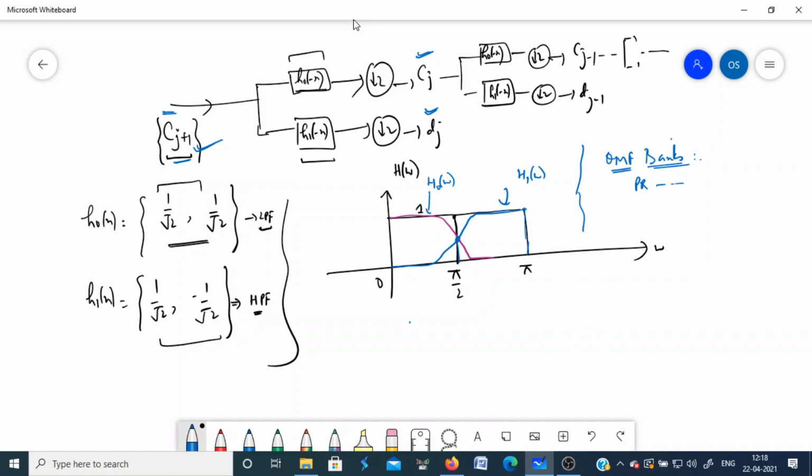Now at the next scale, what you are doing is again passing this Cj, it means this low pass spectrum, through two filters. So at the next scale, it is decomposed into a further two parts. Your high pass filter will remain the same. This is pi by 2 frequency.